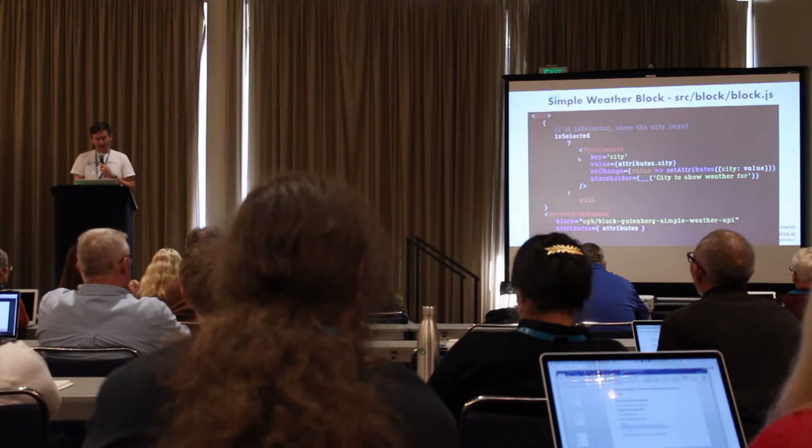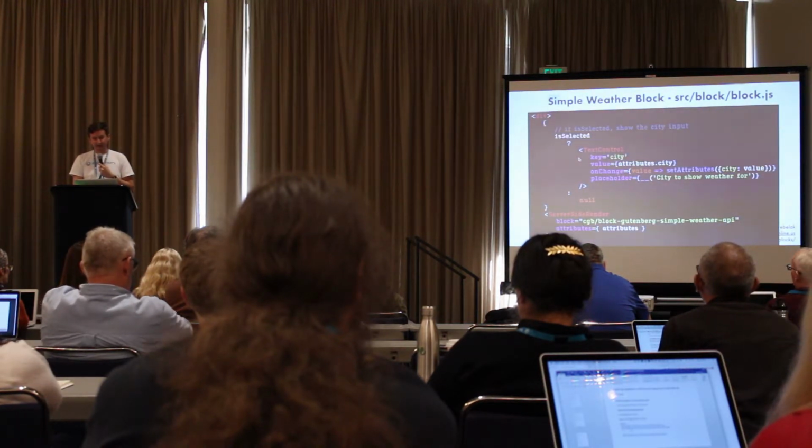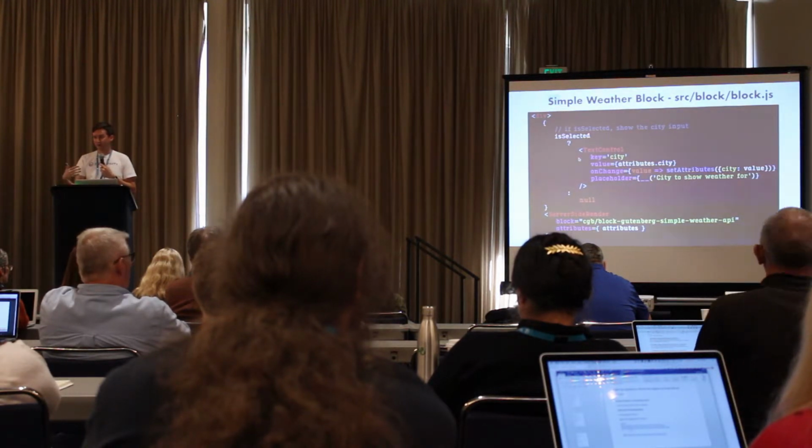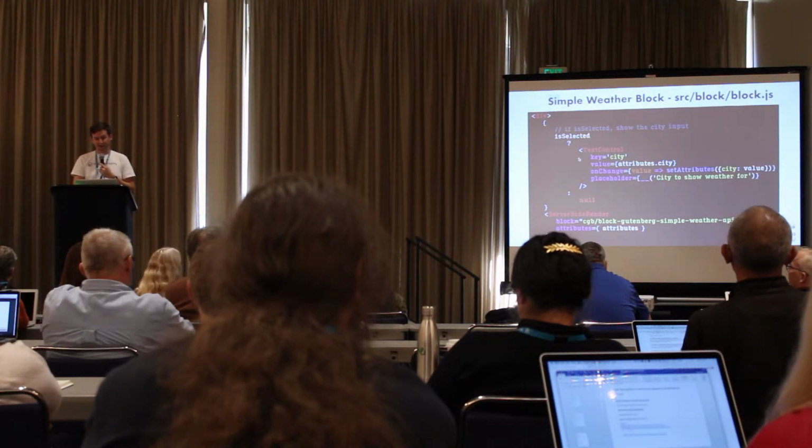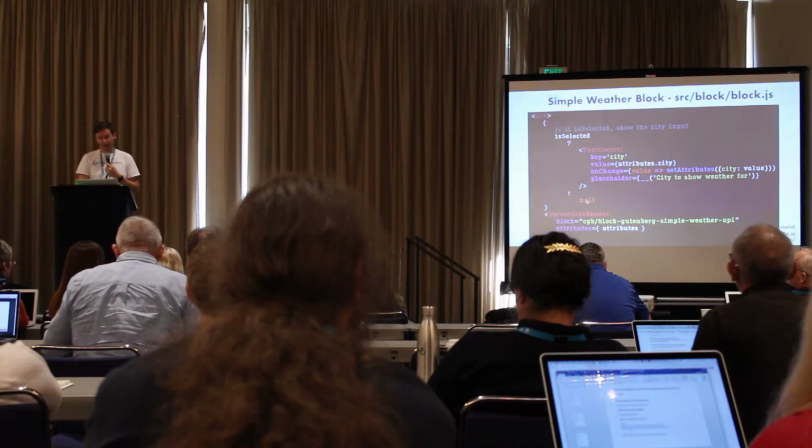Okay. And then this is, again, in our return. If the block is selected, we'll show the text control to set the city name. Otherwise, we're going to show nothing. We'll just show null.